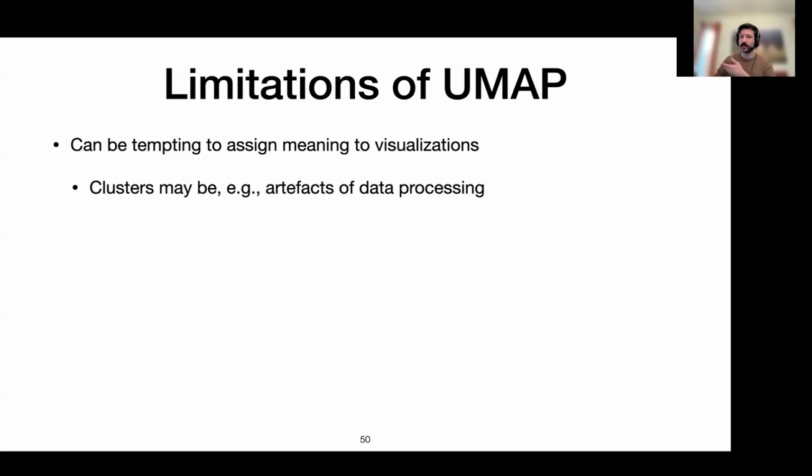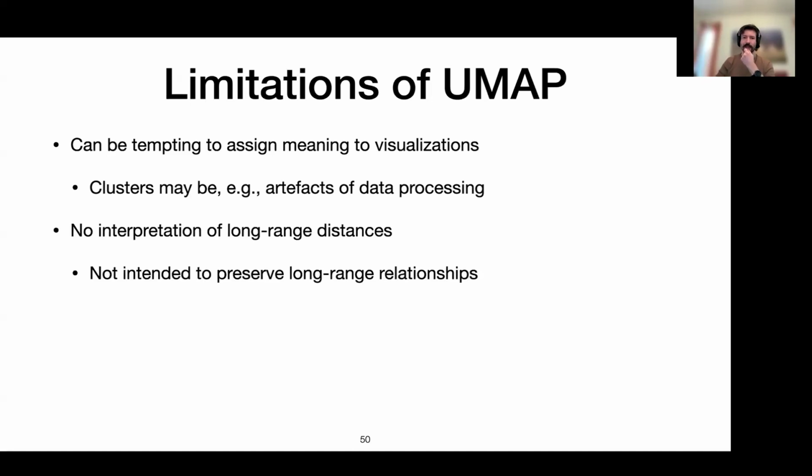So, in UMAP, clusters might just be artifacts of data preprocessing. You might have some sort of interesting sampling that you hadn't thought about. So, it's a great first step in the analysis. It should not be the last step. There's no interpretation of long-range distances, and this is because it's not designed to preserve those. UMAP is a neighborhood graph method, so if you tell it to preserve the 15 nearest neighbors, it's going to focus on those. If you have 100,000 points, the 10,000th neighbor is not going to make a difference when you've specified 15 neighbors. You can also have distortions that appear from dropping dimensions.